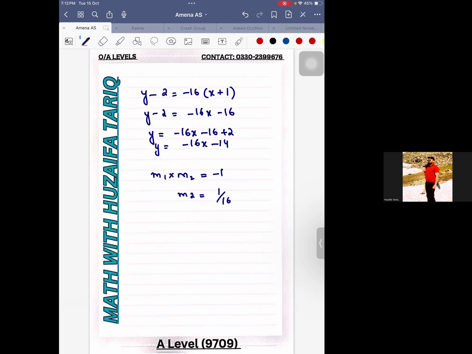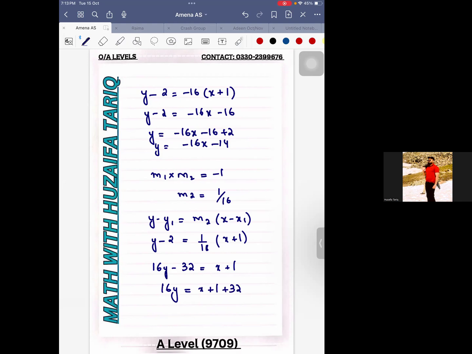Now, the formula for the equation of normal is y minus y1 equals m2 into x minus x1. So y minus the value of y1, which is 2, equals m2, which is 1 by 16, times x plus 1. After rearranging, it will be 16y minus 32 equals x plus 1, and it will be 16y equals x plus 1 plus 32, and the final equation of the normal is 16y equals x plus 33. That will be the answer.